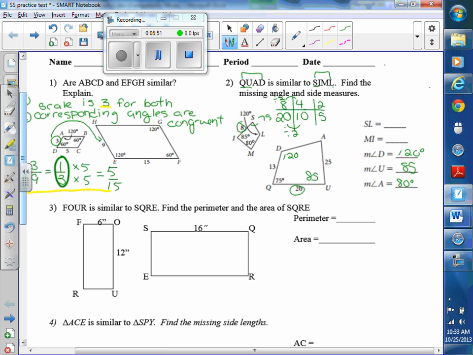So in other words, you can take the bigger number and multiply it by 2/5 to get the smaller number.